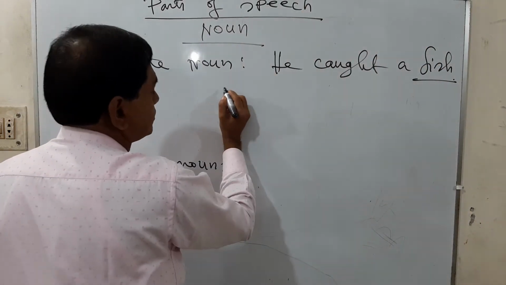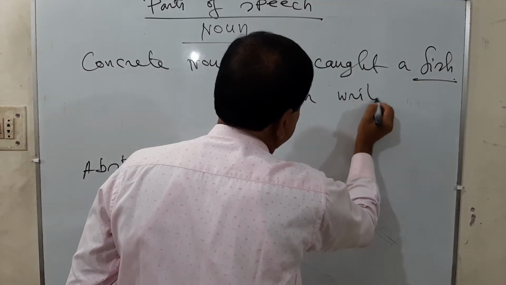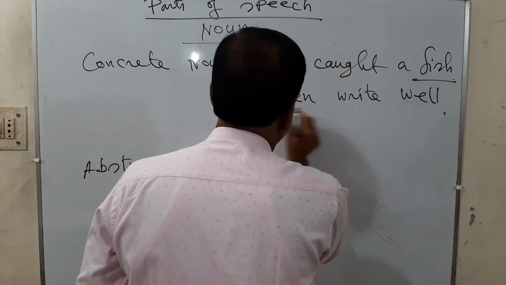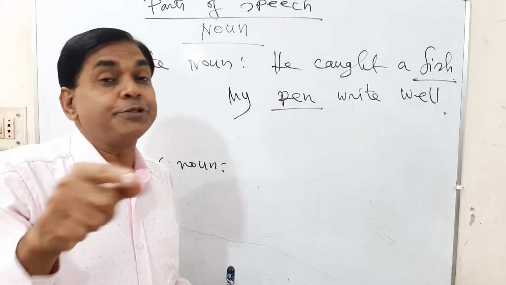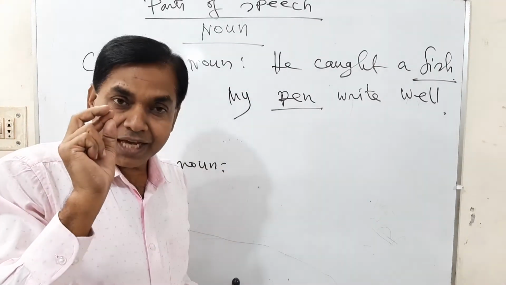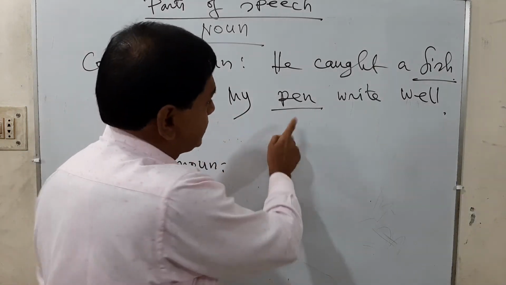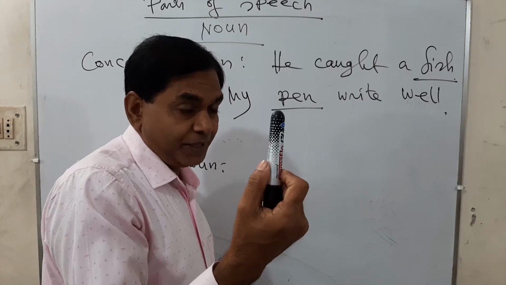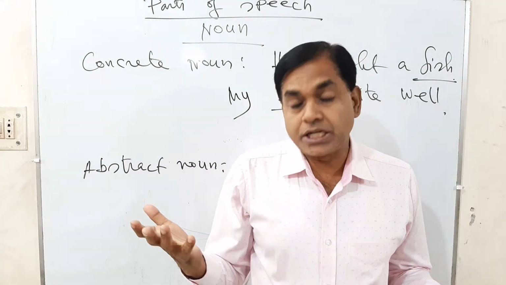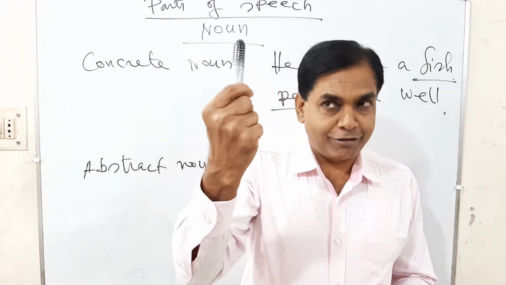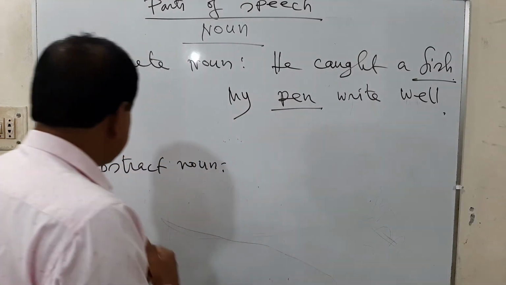Look at it again. My pen writes well. Pen. So you can easily understand that pen is the name of an instrument which is used for writing. So it is a concrete noun because you can see a pen. You can see a pen easily. So now you can easily understand the concrete noun that can be seen, caught and touched in this way. Am I right? So we are going to the next, that is abstract noun.